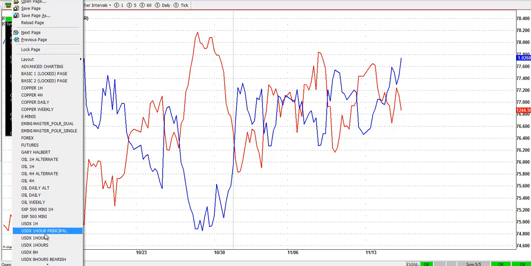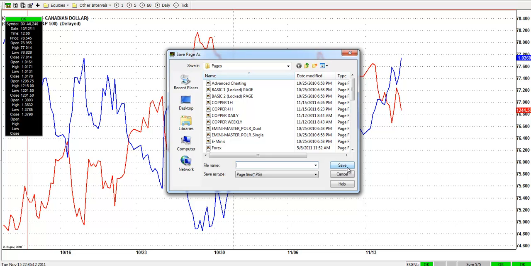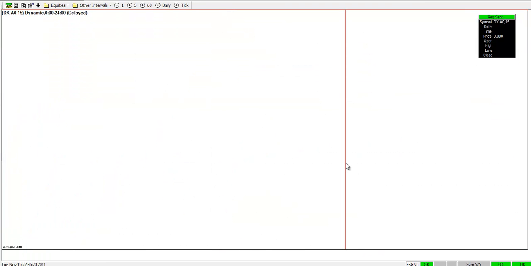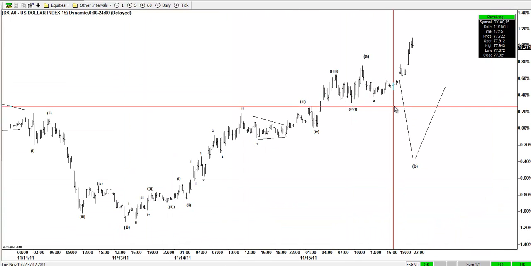the dollar in a 1 hour. Let me save this overlay. Let's move on to the dollar in a 1 hour. Let's wait for the data to come. Okay, this is the US dollar in a 1 hour.